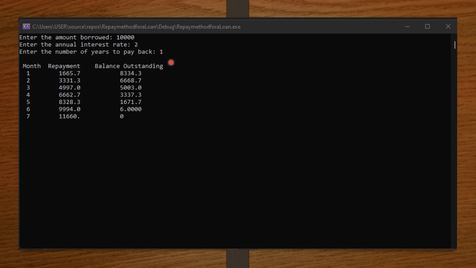Even though I'm saying I can finish the loan within a year, according to the formula, I can actually finish the loan within 7 months. And by the 7th month, I'll be done. There will be no balance again. I would have fully paid my loan.